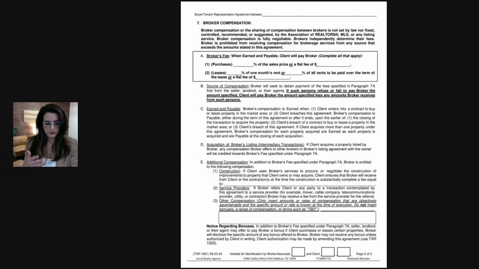Then earned and payable, right? If you find them a house, or if your client breaches this contract. So if your client goes out behind your back and purchases a home, and the home closes while you were under contract, then you are owed that compensation. So you could go back to the client and say, you closed on a home, we were under contract, you violated our terms, you owe the broker the compensation. Not everybody does that, just showing you what you could do on here.